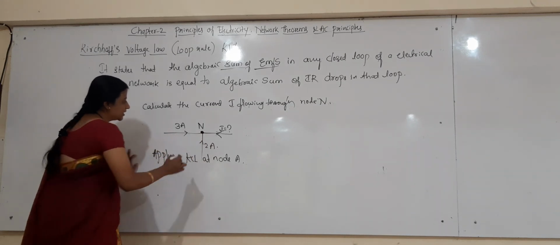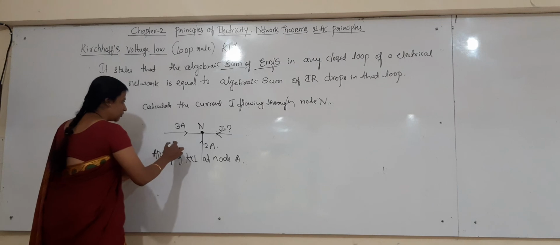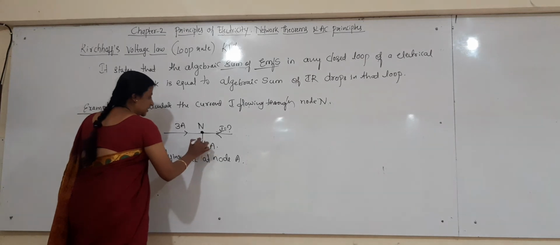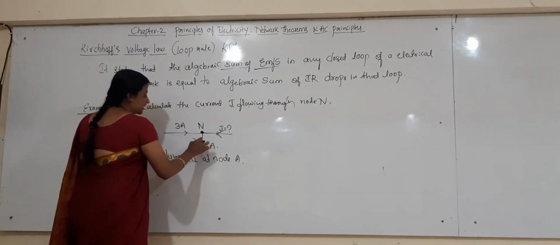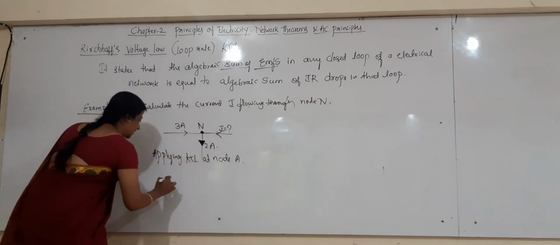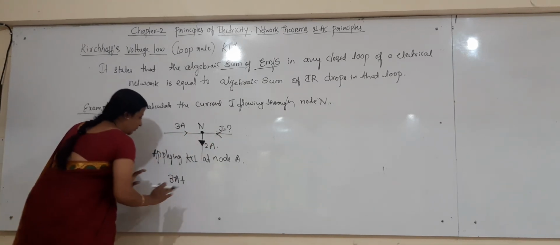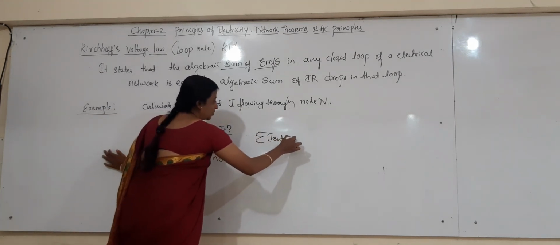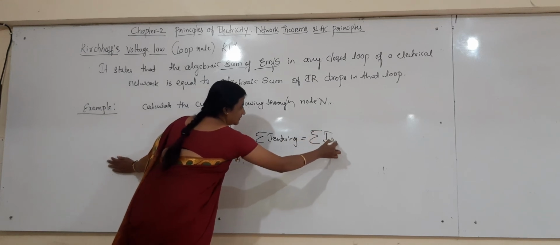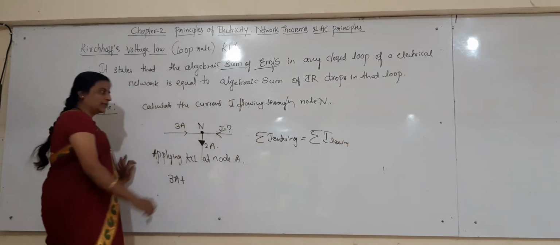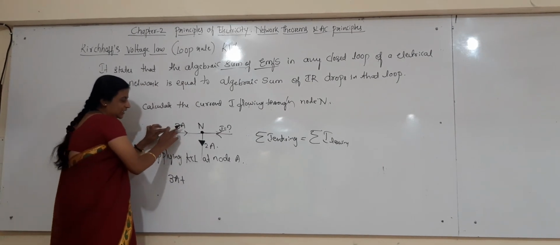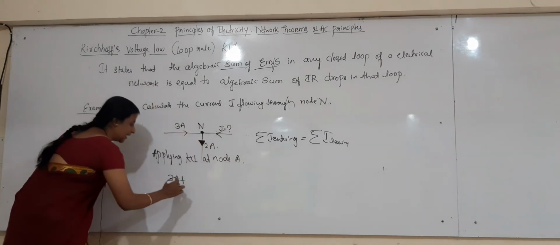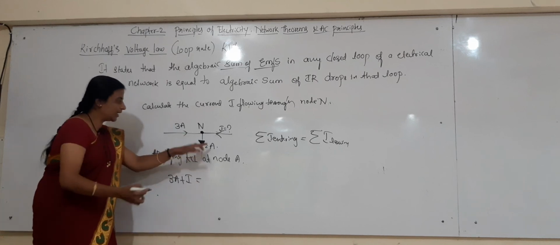Which are the currents entering here? There are totally 3 currents. 3A is entering, I is also entering. According to our Kirchhoff current law, sum of current entering is equal to sum of current leaving. Both 3A and I are entering the node, so they are taken as positive. I plus 3 is equal to 2A, which is leaving the node.